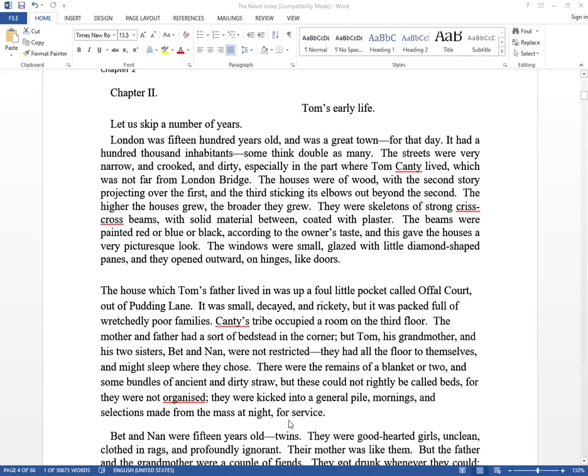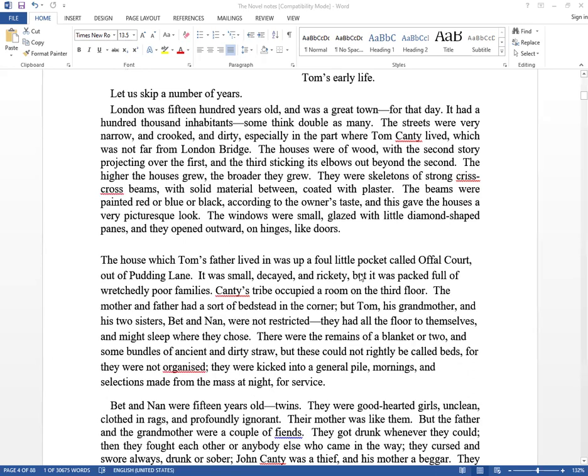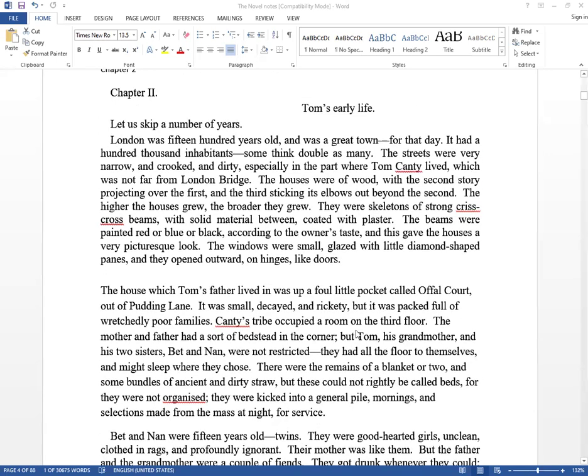Now, in this chapter, we are going to discuss especially Tom's character, his life, his experiences at Offal Court. You know, Offal Court is Tom's birthplace, that housing complex. And we also come to know much about this Offal Court, Tom's family, everything related to Tom. This chapter is very important to know your favorite character, Tom.